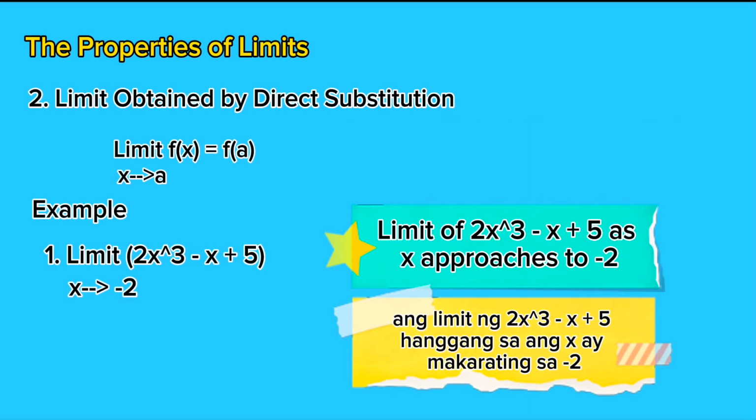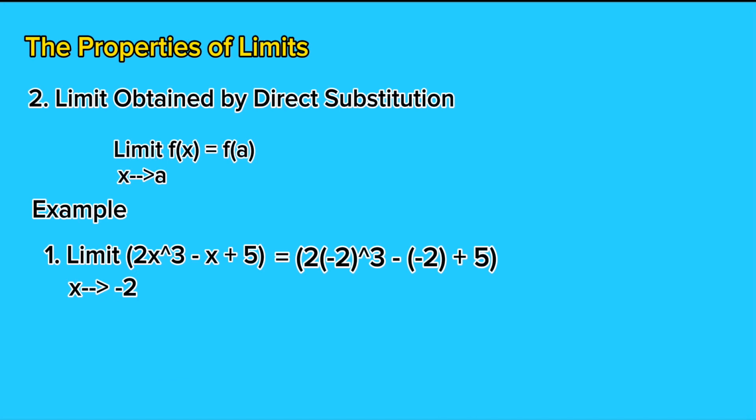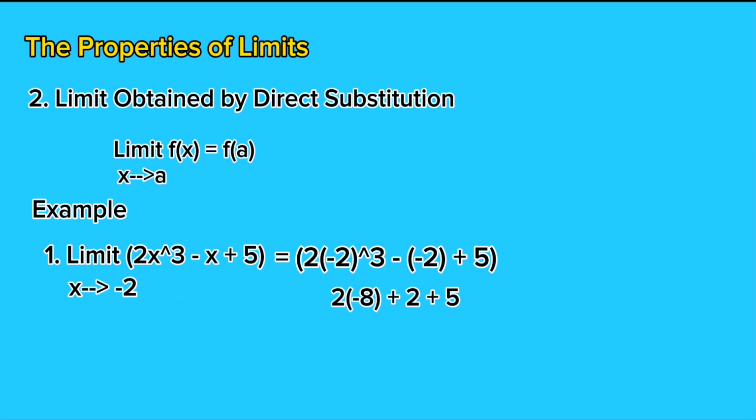Example: the limit of 2x cubed minus x plus 5 as x approaches negative 2. Substituting the value of x, which is equal to negative 2, we will have 2 multiplied by negative 2 cubed minus negative 2 plus 5. By performing the mathematical operations, we will have 2 multiplied by negative 8 plus 2 plus 5, negative 16 plus 2 plus 5, negative 16 plus 7. And the answer is negative 9.